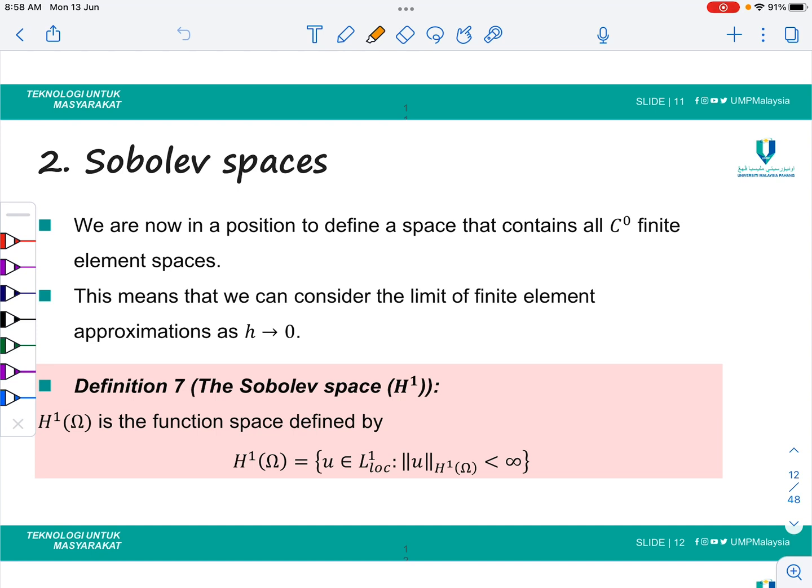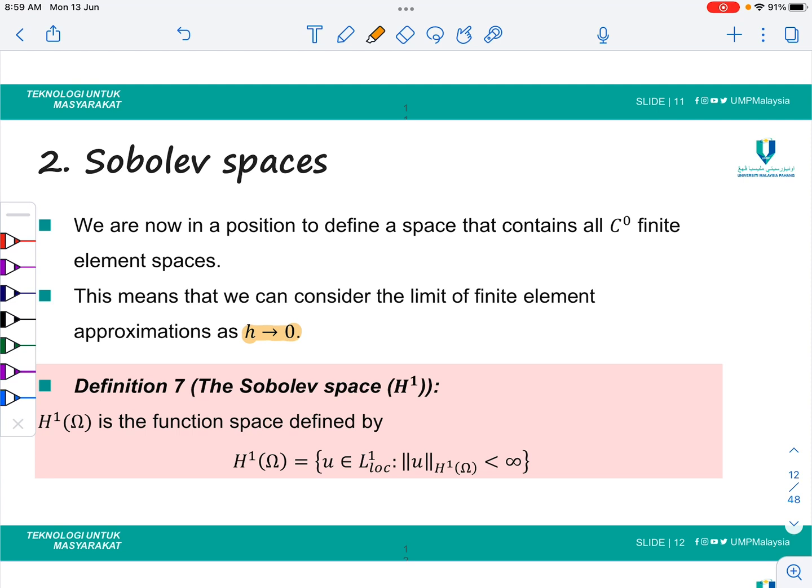The idea is we want to take the limit of a finite element approximation as the triangular mesh gets smaller and smaller, which is h goes to 0. We want to see if we can show that it converges to the exact solution of the problem as h goes to 0.